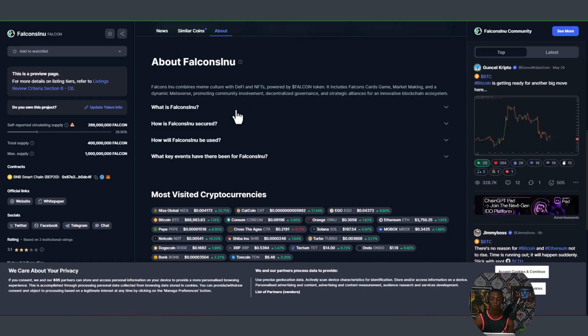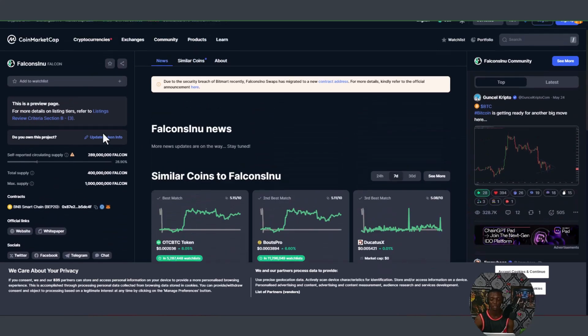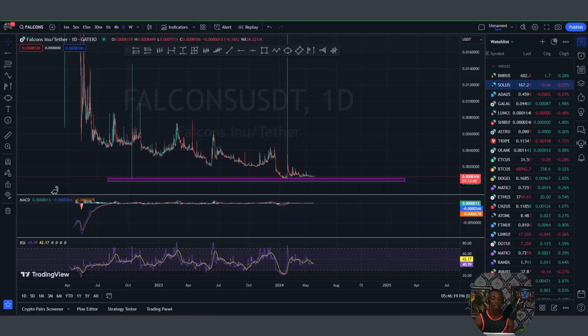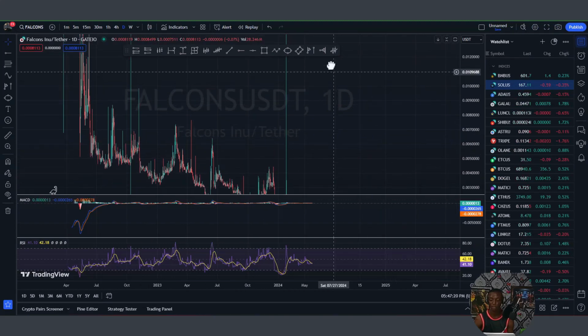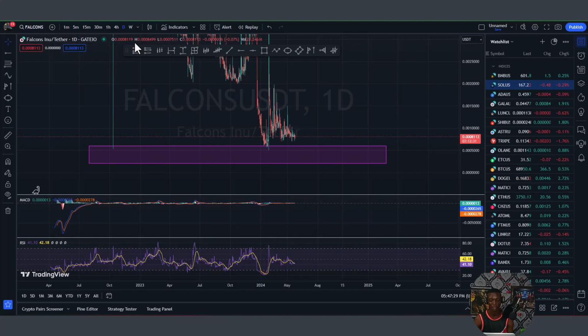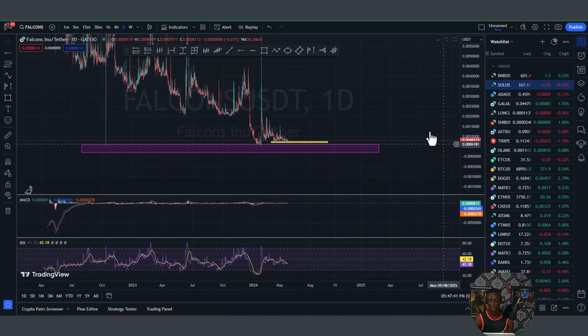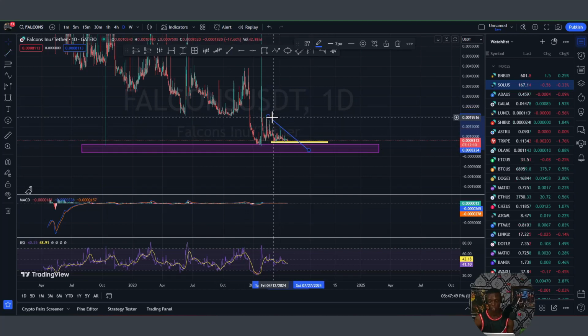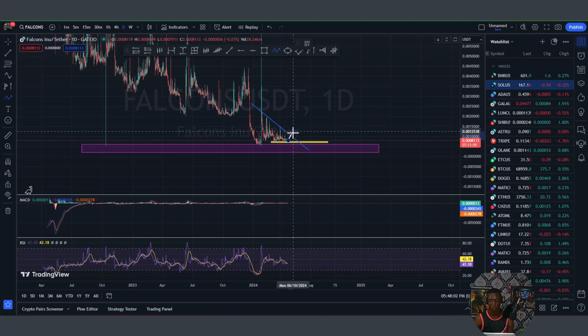Okay, and this particular token is listed on Gate.io alone. So Falcon analysis, as you can see, is sitting at this very support right here, and this little support here, look at it right here. And there is a trend line here. So we're waiting to break this trend line and give us a retest in a lower time frame for us to enter.